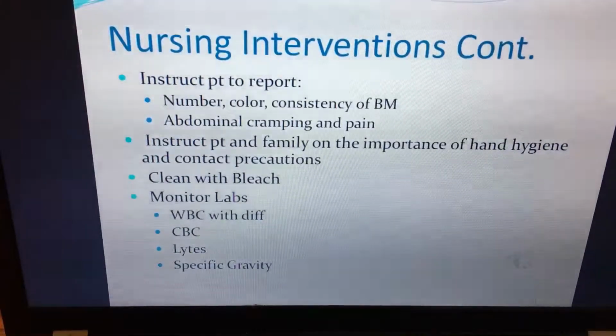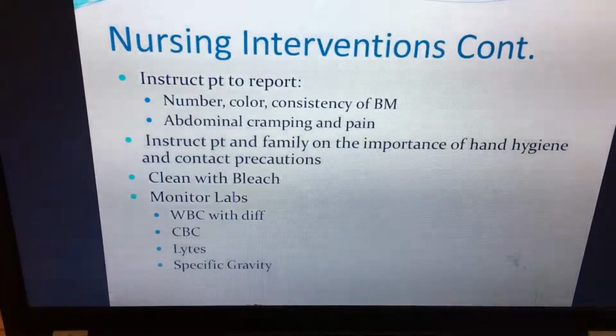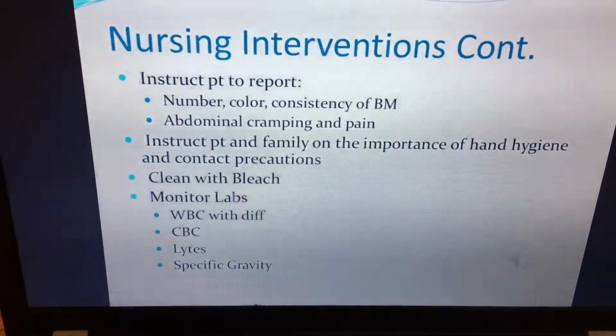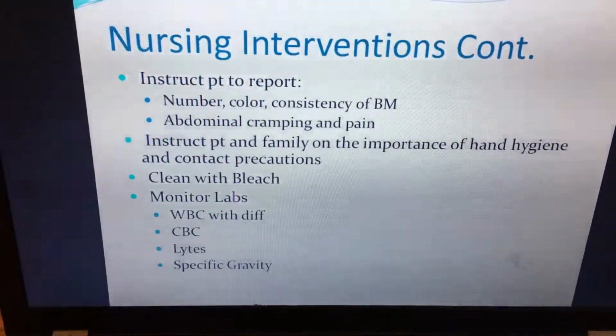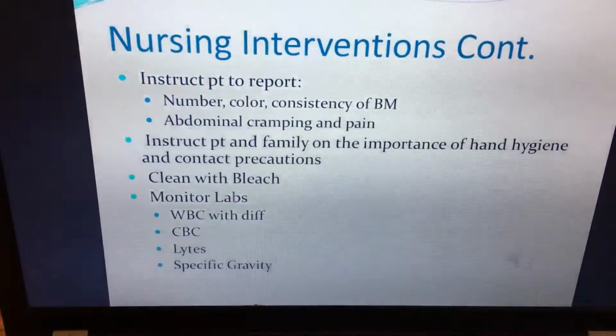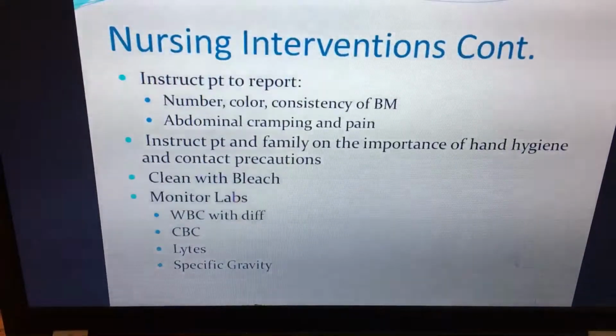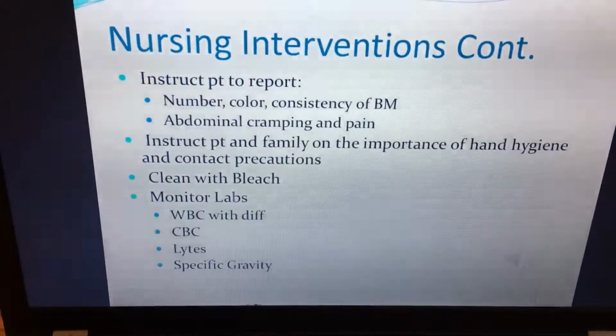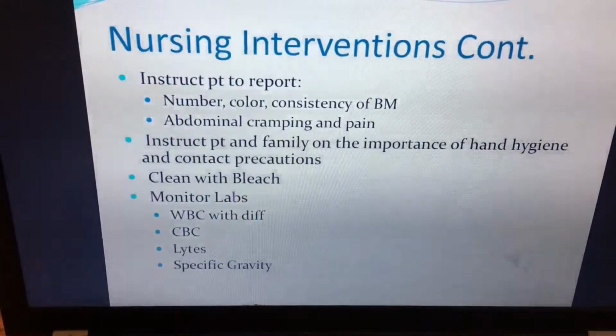Also, cleaning with bleach is recommended. If this patient was at home and then came back to the hospital with these symptoms and was diagnosed, the best thing for their family to do is clean as many surfaces as they can with bleach. We're also going to monitor labs: white blood cell with differential, CBC, lytes, specific gravity.